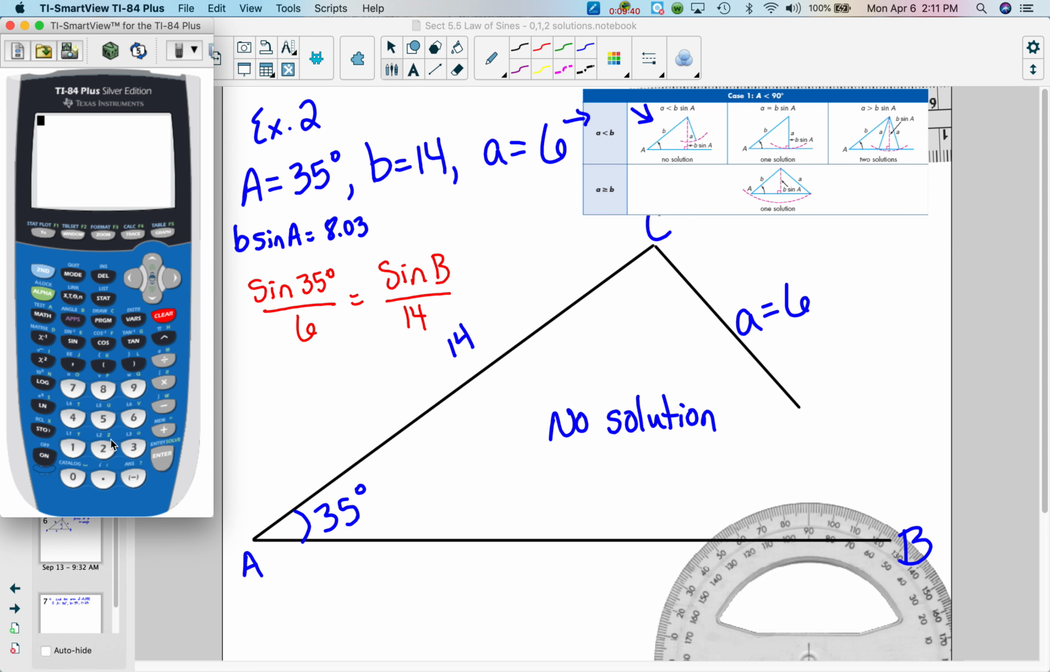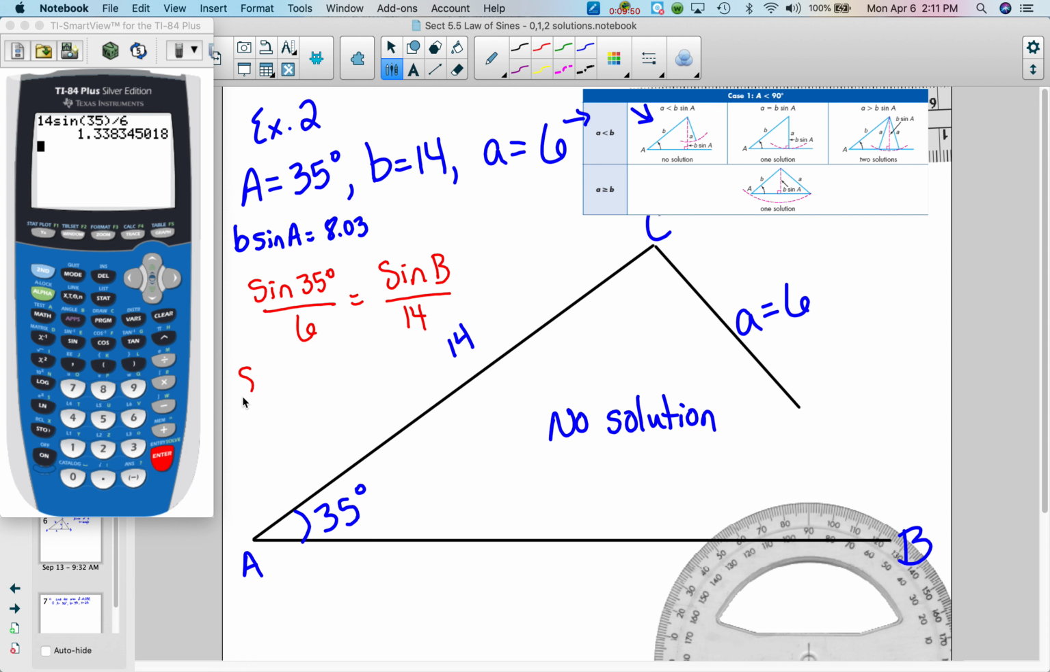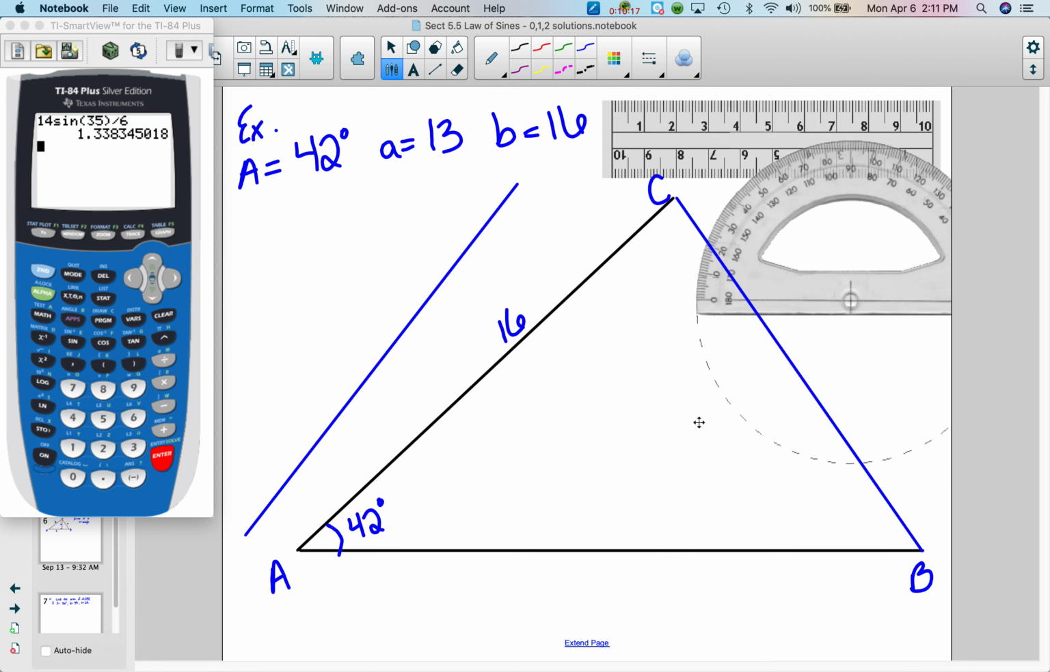Let me point something out though, that's important. 14 sine 35 divided by 6 means that sine B is about 1.34. Do you remember when we talked about the value of sine, because it's opposite over hypotenuse, a ratio of sides, it's always less than 1? So that's why you end up with a domain error. There's no solution. So the no solution ones are no big deal as long as you know what to do with the error message that you get on your calculator.